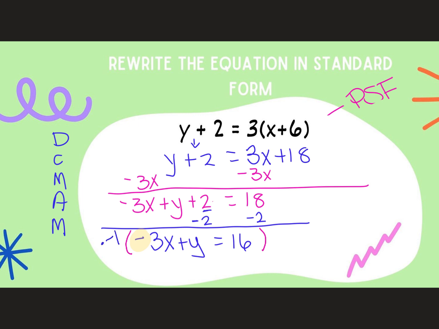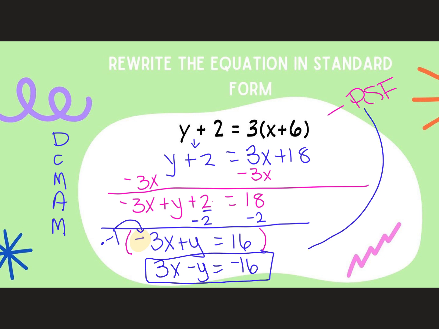And when I do that, I'll just distribute. What's negative times a negative? Well, that's a positive. It's just going to change my signs. And -1 times y is -y, and -1 times +16 is -16. And now you have converted from point slope form into standard form.